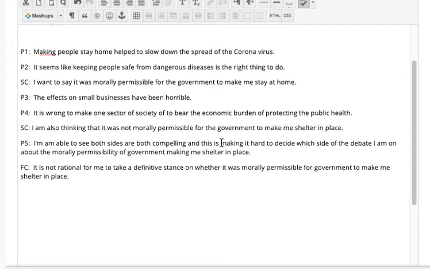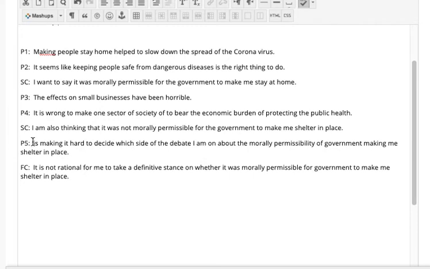So italics. Okay, so we also have to get rid of italics, right? We shouldn't have any italics or bold or underline or anything like that. I'm able to see both sides are compelling, and this is making it hard to decide which side of the debate I am on about the moral permissibility. And actually, if you were, let's say you're not sure, I'm like, oh, I don't know if this is one of those instances where I can have "and." Technically, you could just say this.